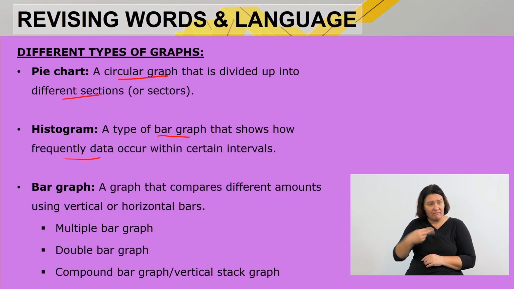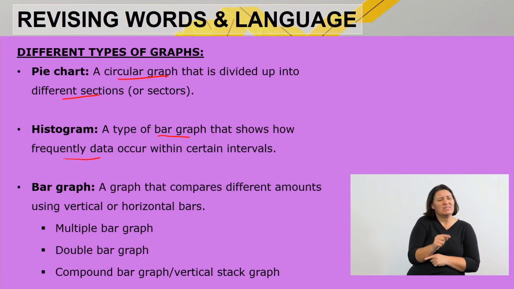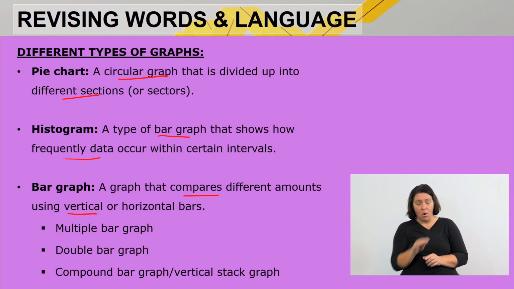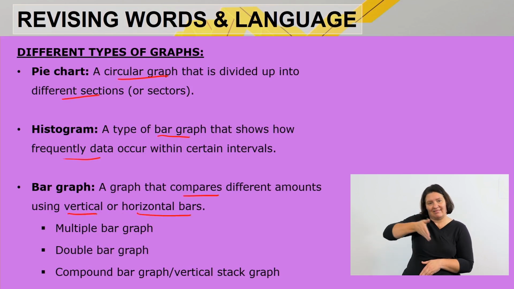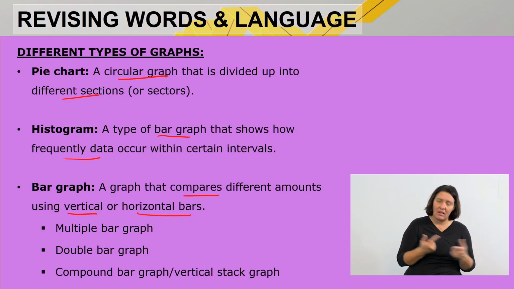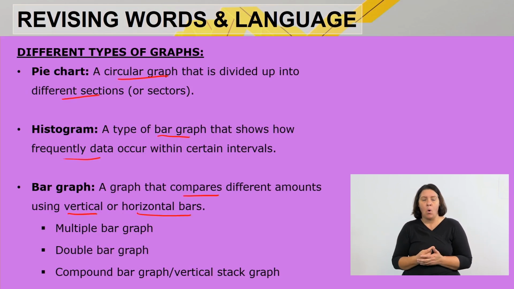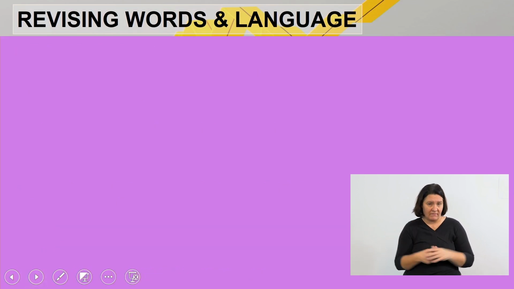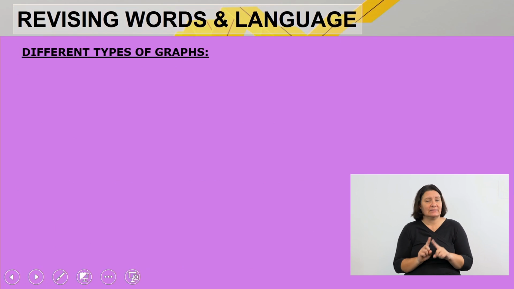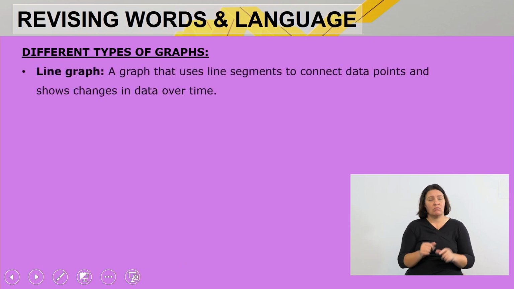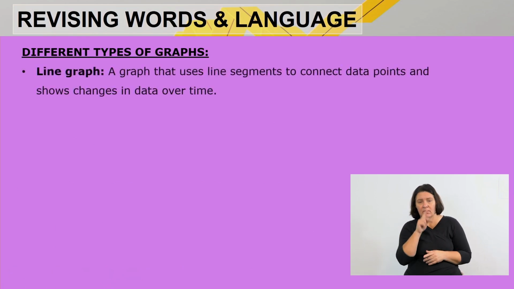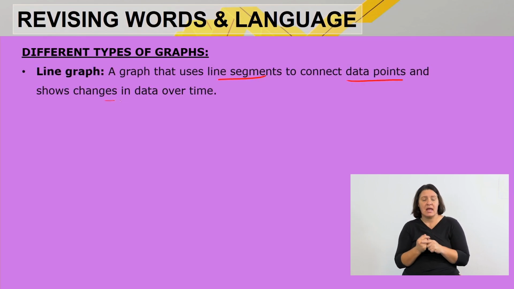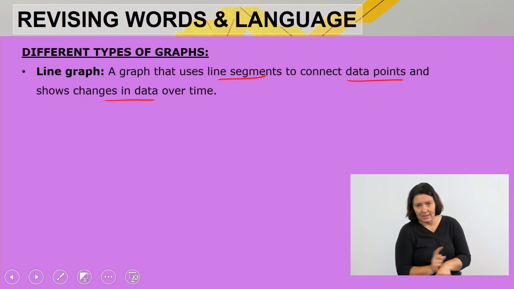Then I indicated that there are different bar graphs. But first of all, what is a bar graph? A bar graph is a graph that compares different amounts using vertical or horizontal bars. And then we distinguish between multiple bar graphs, double bar graphs, or compound vertical stack graphs. Let's continue. We are looking now at the line graph. This is a graph that uses line segments to connect the data points and shows changes in data over time.